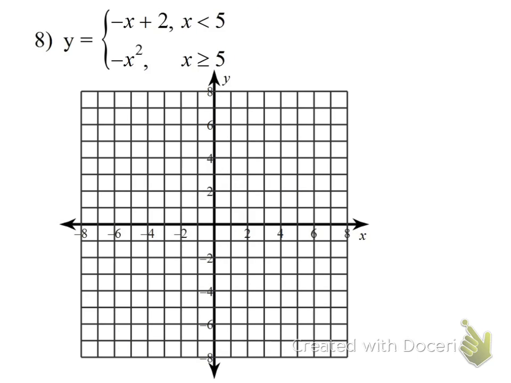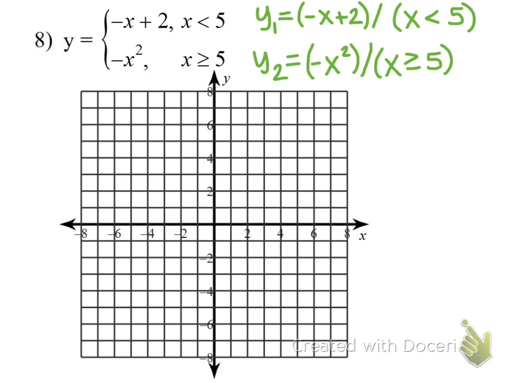Okay, last is the piecewise function. A piecewise function is just made of pieces of other functions. So we're actually going to put this in as 2 separate functions. And to restrict the x values, this is how you're going to type it in. Whatever the function is, negative x plus 2 in parentheses, and then divided by the restriction, or x less than 5. And then in y2, negative x squared in parentheses, divided by parenthesis x is greater than or equal to 5.